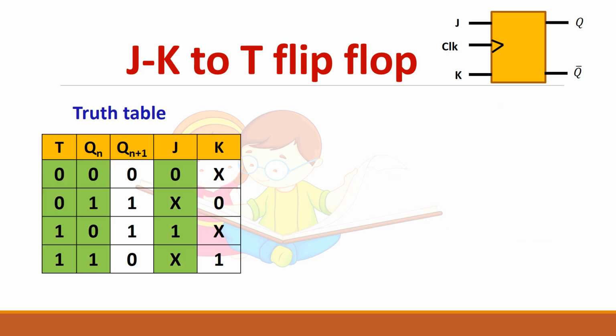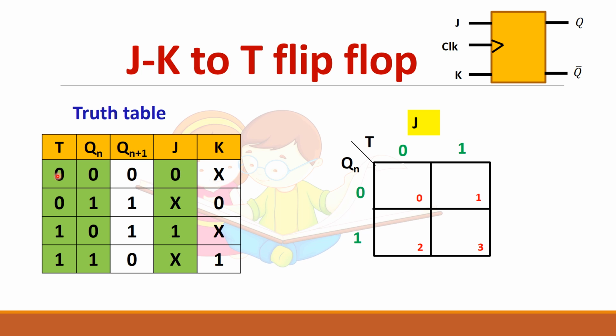Now let us find the relation between the JK and T now. First let us take J and draw the K map. For T, T and Qn are the inputs. So T, Qn I have taken. Qn can be 0 or 1. Similarly T can be 0 or 1. So for both Qn and T 0 0, for J we have 0. So mark that. Then again you will get x 1 x. So here 1 and x can be combined together. So you will get J is equal to, what is this variable? It is T. So J equal to T.